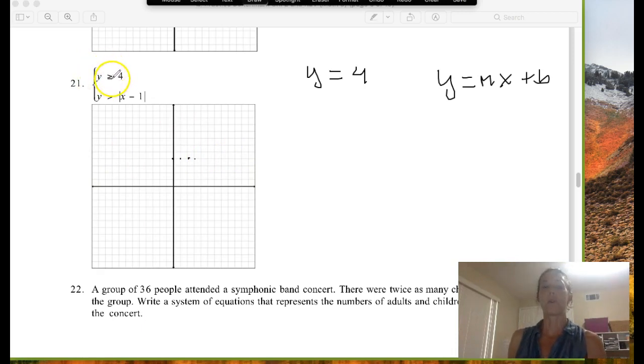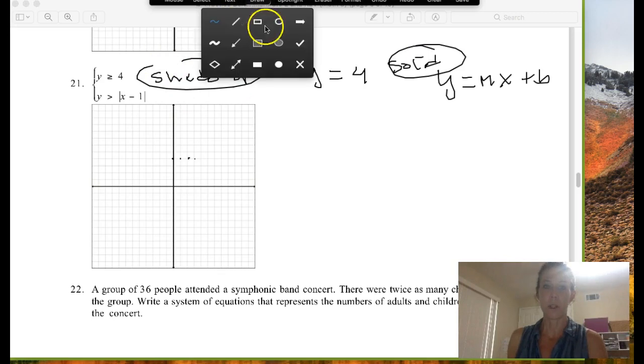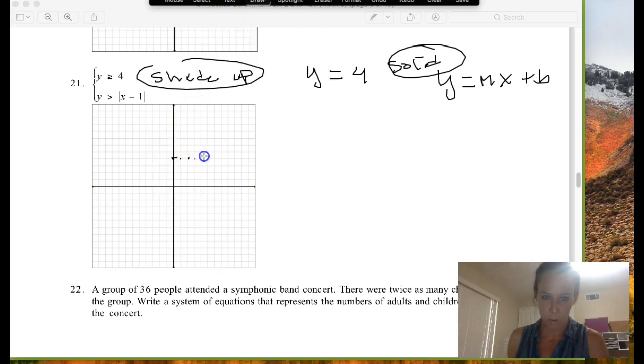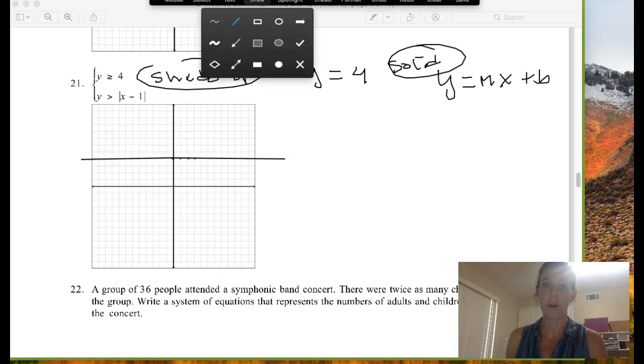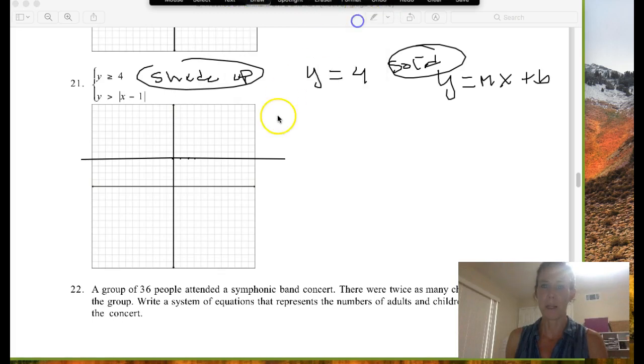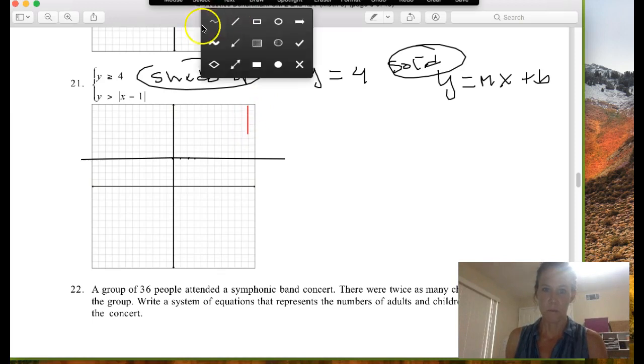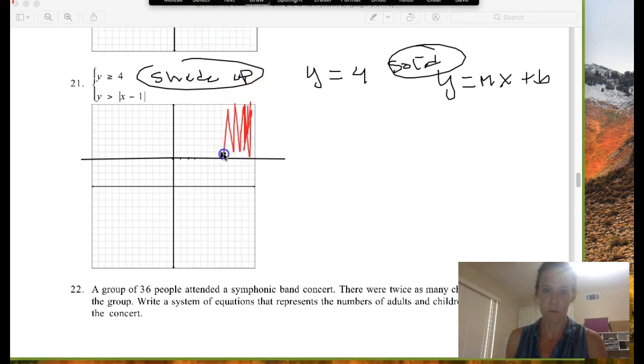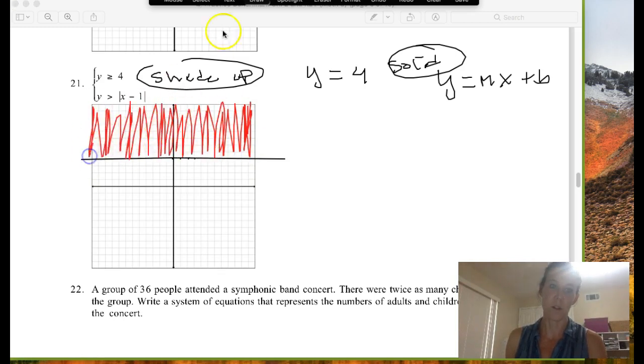But here I have y is greater than or equal to 4. Greater than means I shade up, and greater than or equal to means solid line. So solid line, and I shade up. So let's make that solid line at y equals 4, where y is 4 right here. And then I'm going to shade up. I'm in black, but let's shade up in red, just in case I have to. No, come on, shade. There we go. Okay, so here is that first inequality.